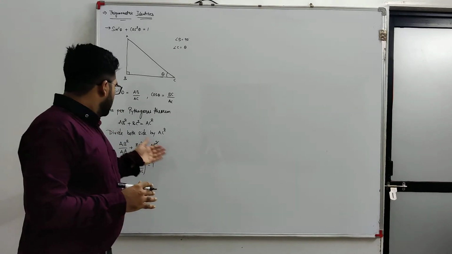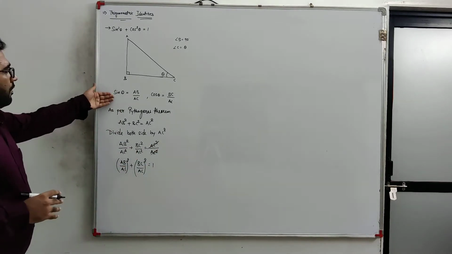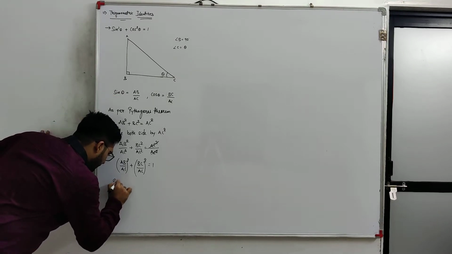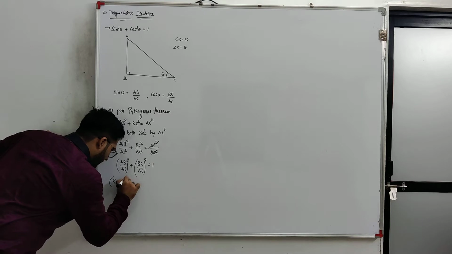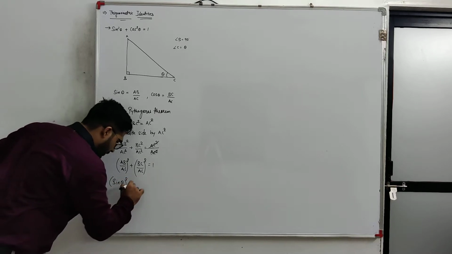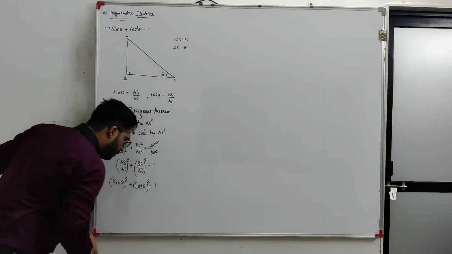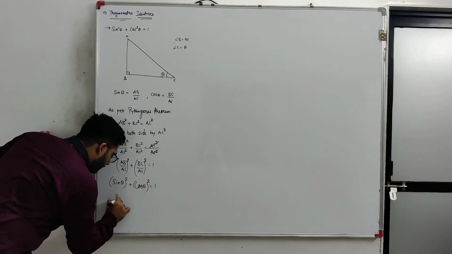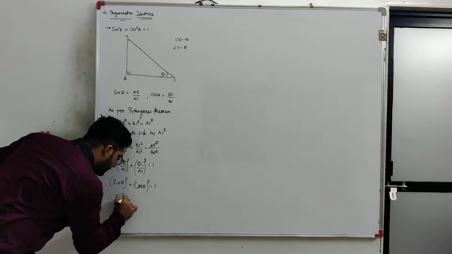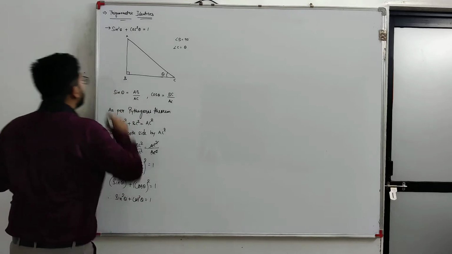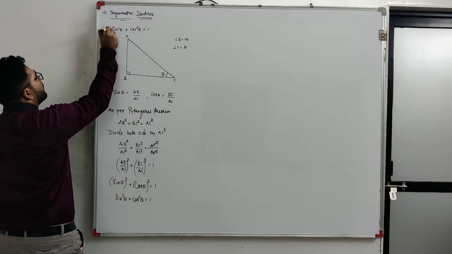Now what is AB by AC? That I have already put, that is sine theta. And BC by AC is cos theta. So sine theta whole square plus cos theta whole square is equal to 1. Therefore we are getting sine square theta plus cos square theta is equal to 1. This is my first identity.